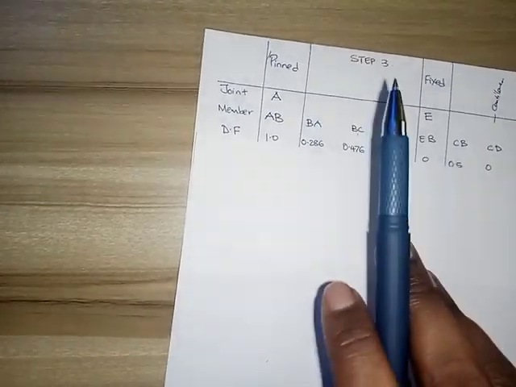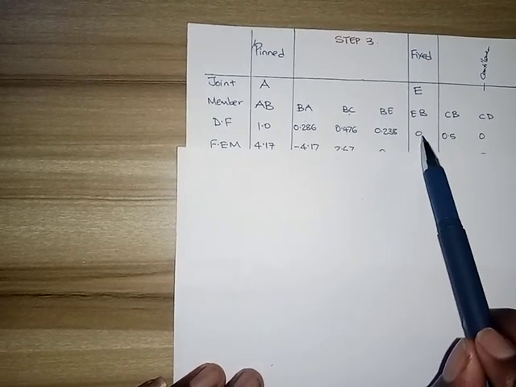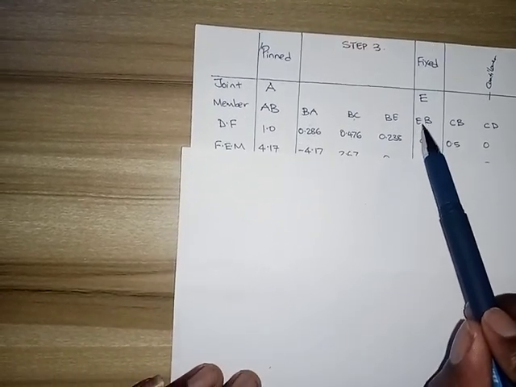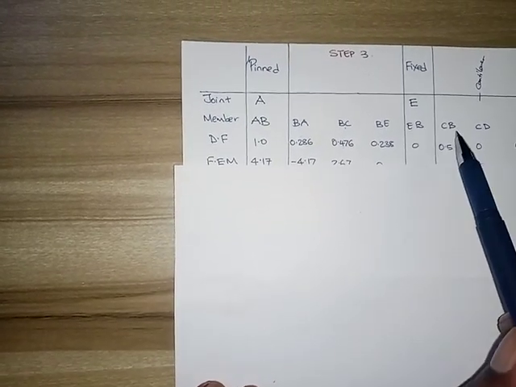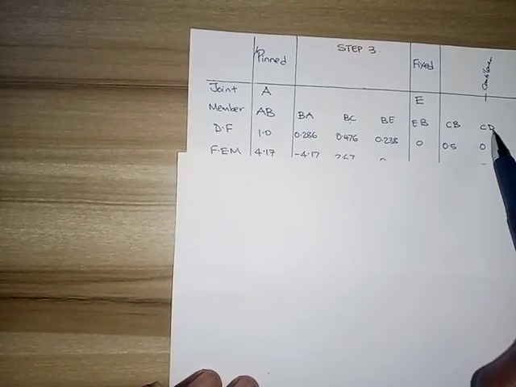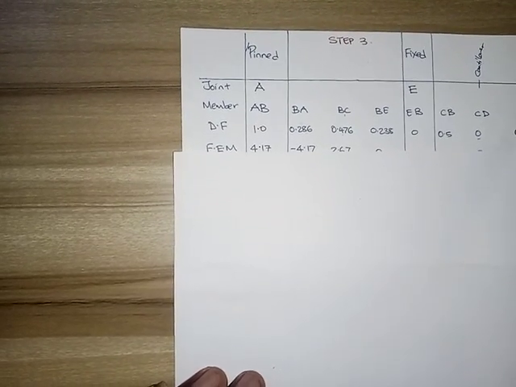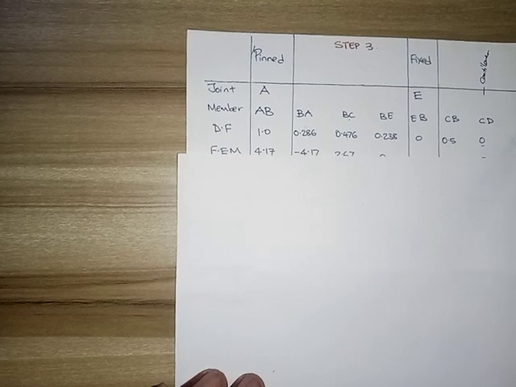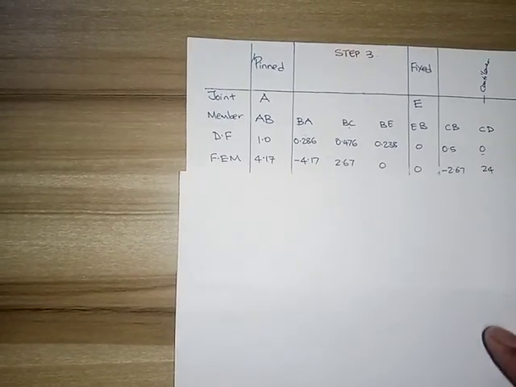Now the others. For EB also, the distribution factor for a fixed end is 0. CB is 0.5. CD is a cantilever, it is 0. CF is 0.5, and FC is 0.